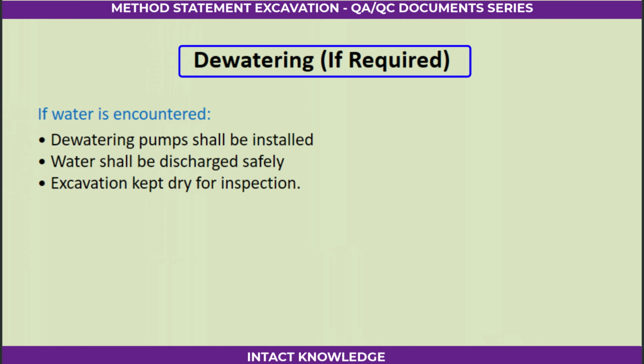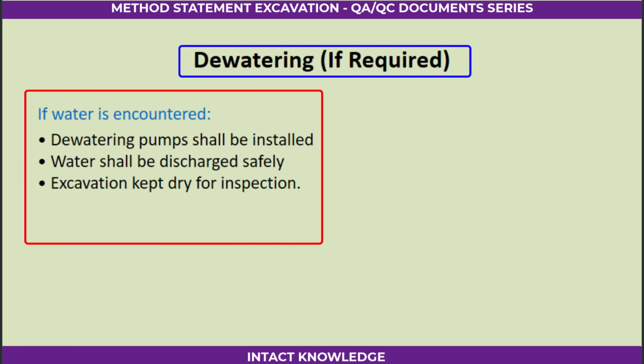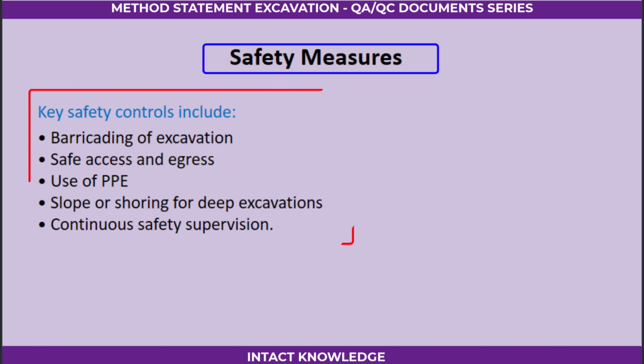Dewatering, if required. If water is encountered, dewatering pumps shall be installed, water shall be discharged safely, and the excavation kept dry for inspection. Safety measures. Key safety controls include barricading of excavation, safe access and egress, use of PPE, slope or shoring for deep excavations, continuous safety supervision.